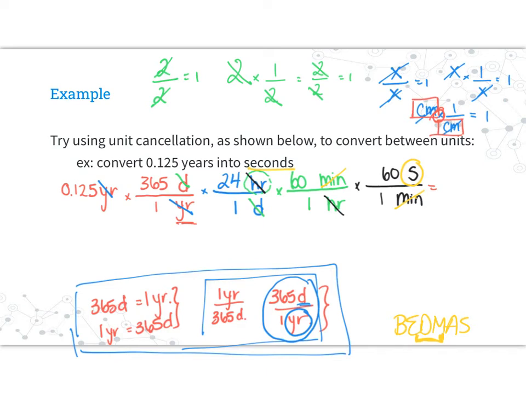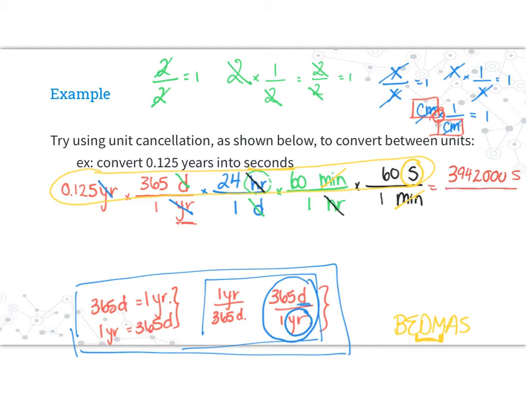So I'm going to multiply the top by the bottom, and then divide by the bottom. So I'm going to multiply all the way across the top. I'm going to multiply all these numbers together and press enter in my calculator. So I ended up with 3,942,000. And the unit up top is seconds. That's the only one that hasn't been crossed out.